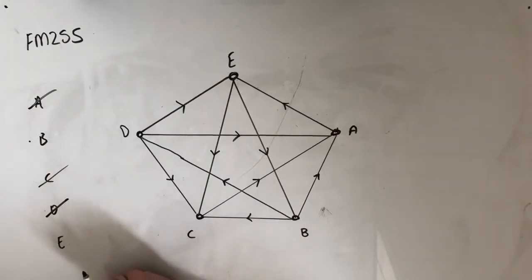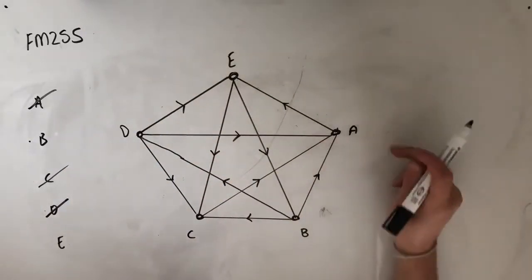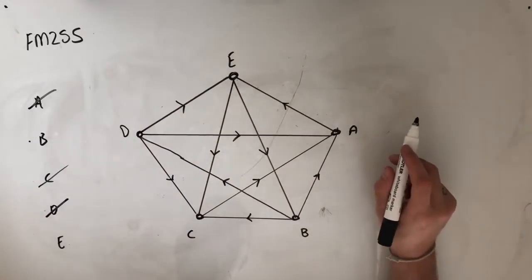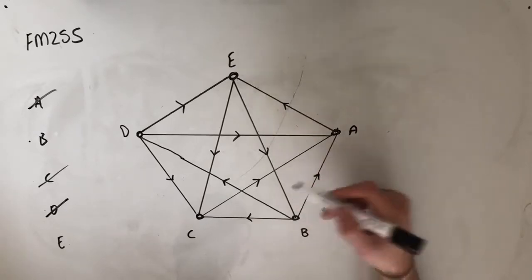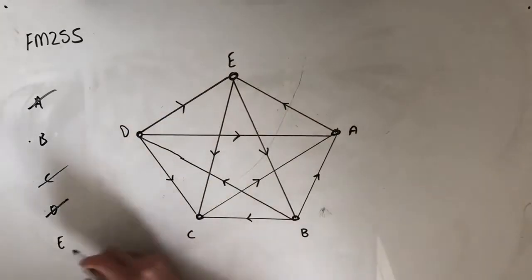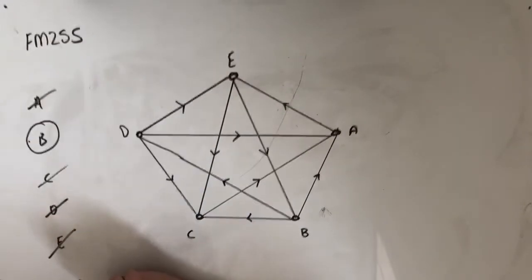Option E says a planar graph. Now there is no arrangement for this graph here in which we could achieve a planar result, that is no edges overlapping. So E is also not our correct answer. Our correct answer, of course, is B.